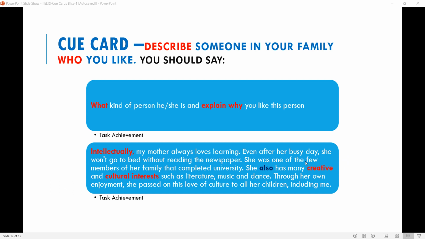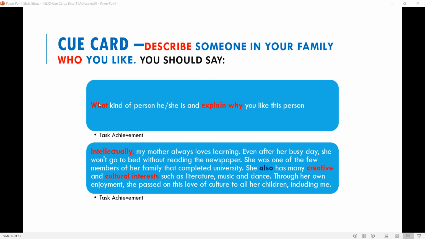Third question, what kind of person he is, and explain why you like this person. So the third question, let's focus on that. What kind of person he is or she is. So we are starting again the third answer with intellectually. So the examiner catches, oh, now they are answering the third question.